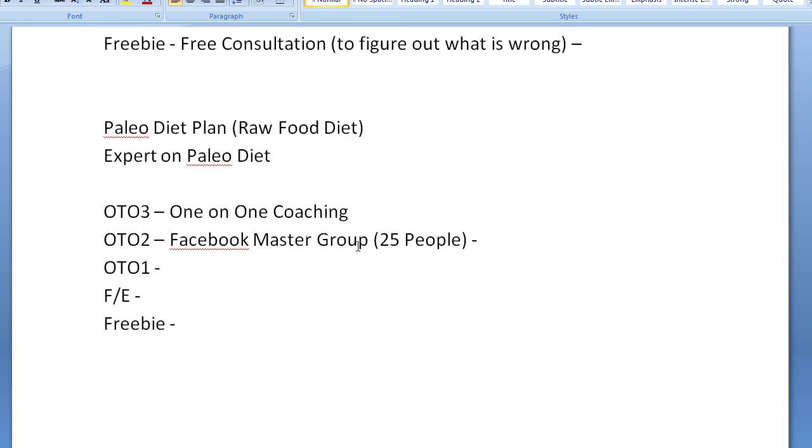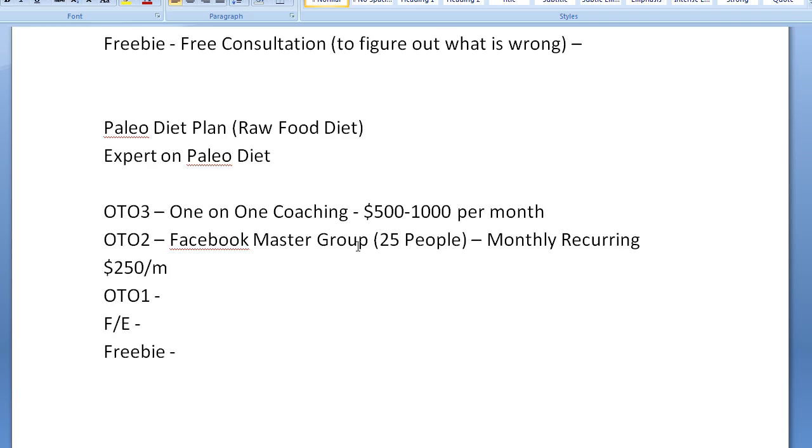And this could be monthly recurring. So the one-on-one coaching could be like $500 to $1,000 per month. And then the monthly here, if people cannot afford that, they could be paying $250 per month. They don't get necessarily extremely one-on-one coaching, but they get tips and everything like that.